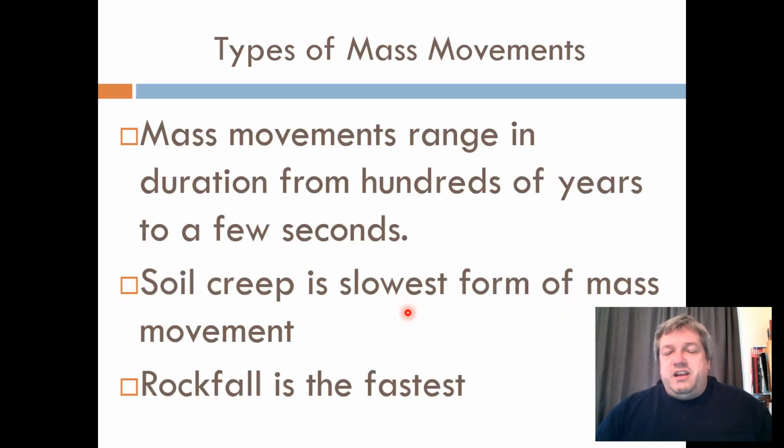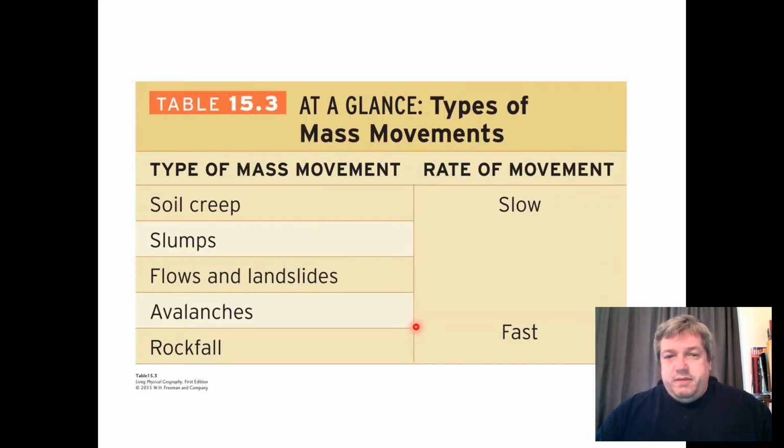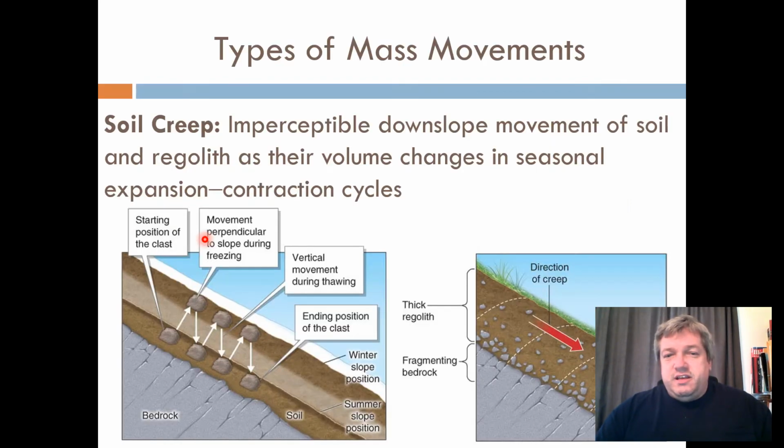So mass movements can happen anywhere from instantaneously, like rock falling off the side of a mountain, to taking hundreds of years and occurring so slowly that you don't really even notice it. And the slowest one is soil creep, and we're going to talk about that in a little bit. But basically, we're going to talk about all these different types. They range in speed from slow to fast. So soil creep is the slowest. And they call it creep because you probably won't even notice it. It happens year after year.